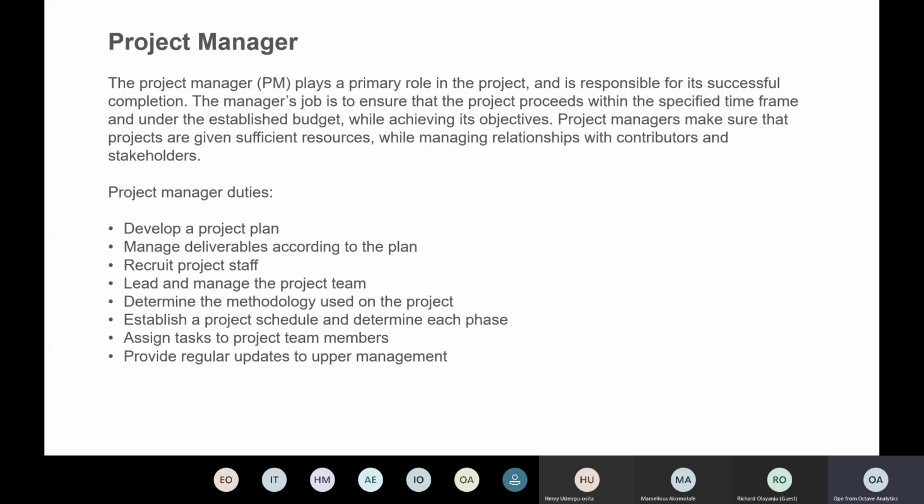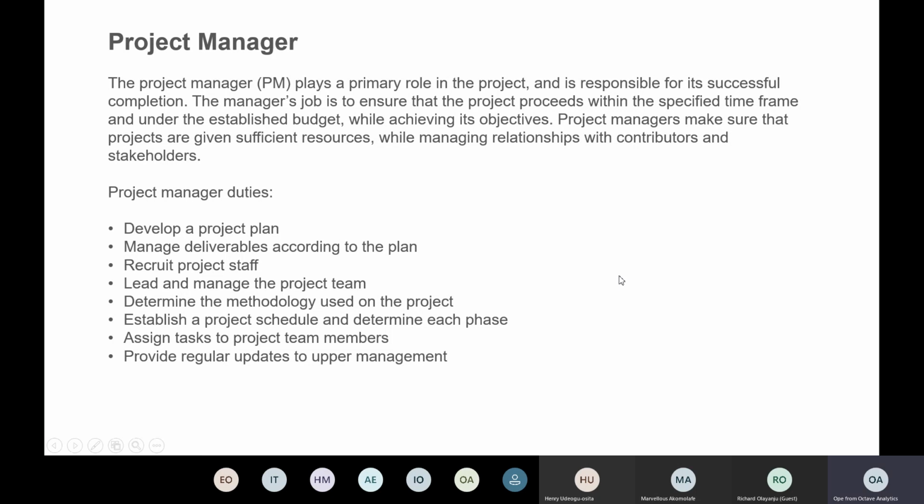Then they lead and manage the project team. In fact, that's like the utmost duty that they are expected to do. They lead and manage the project team. They determine the methodology used on the project. They establish a project schedule and determine each phase of the project. They assign tasks to project team members and ensure the completion. Not just assigning tasks, they should also ensure the completion.